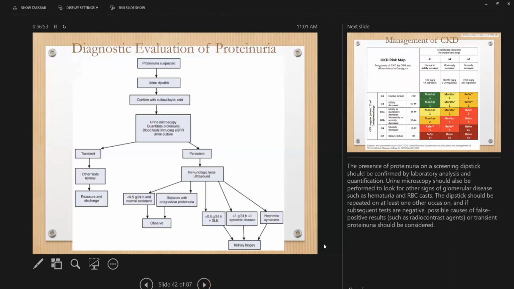So with proteinuria, this is just another diagnostic tool to use on how do you evaluate out if you've got proteinuria, what do you do next? So it walks you through the process.